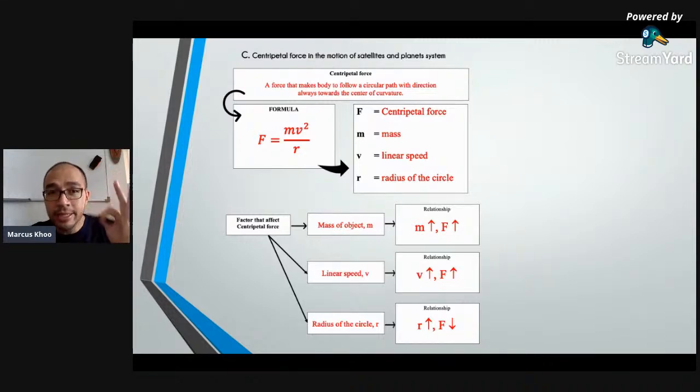There are three factors that affect the centripetal force, and all the factors are shown in the formula itself. The formula is mv squared over r, and this relationship is very important to remember.